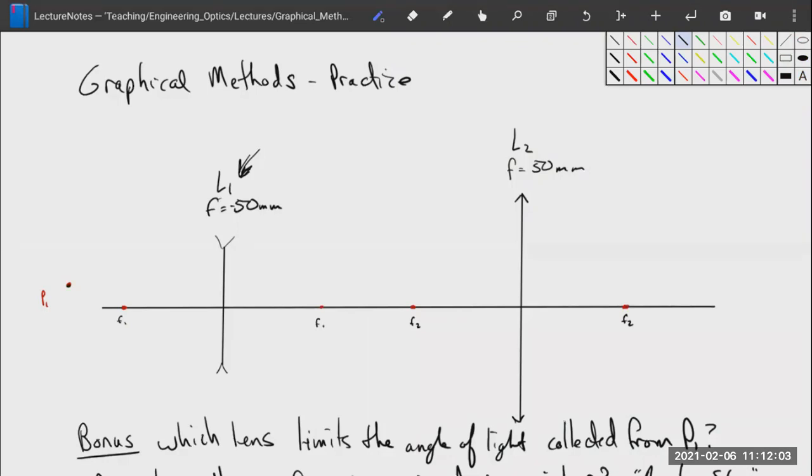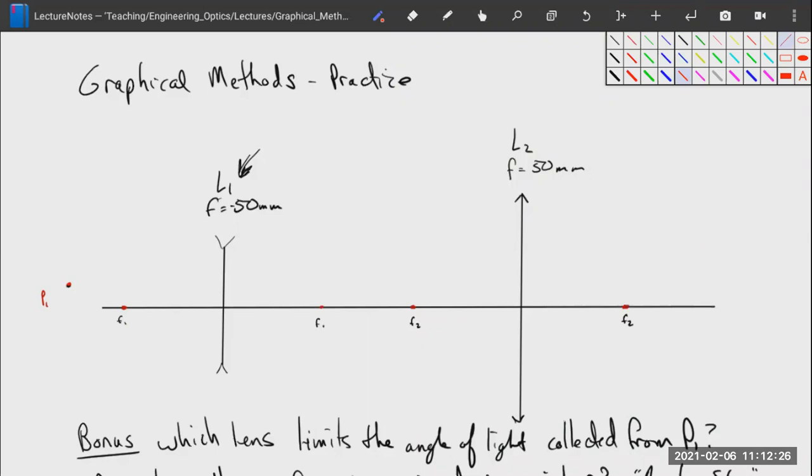So again, we're going to use red for the first lens and then blue for the second lens, because the first lens is going to create an image, and we're going to use that image as the point source object for the second lens. Okay, so here's our point source object.